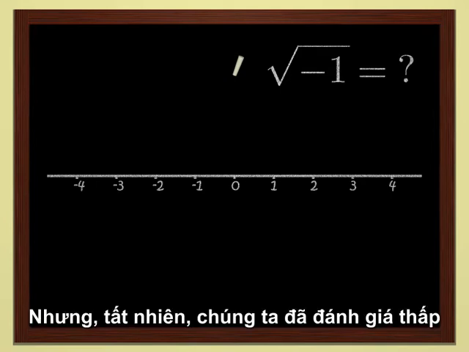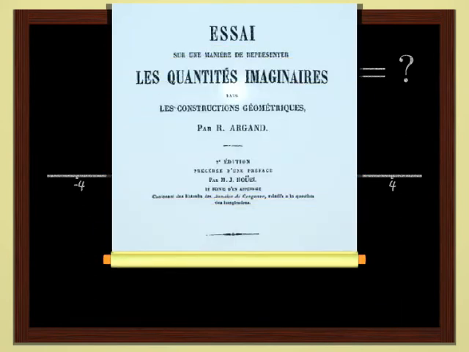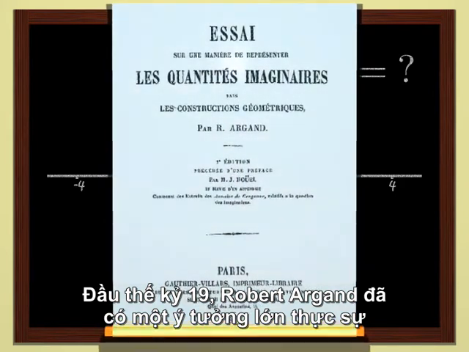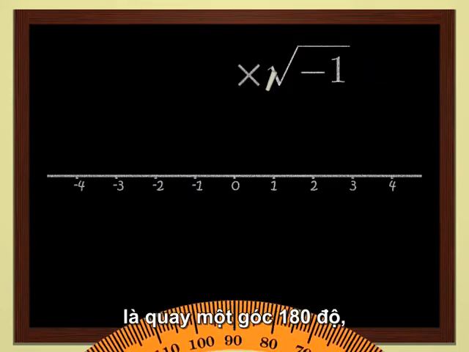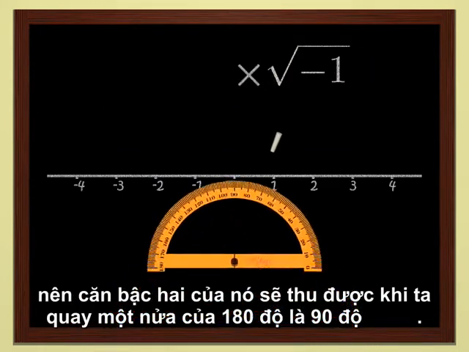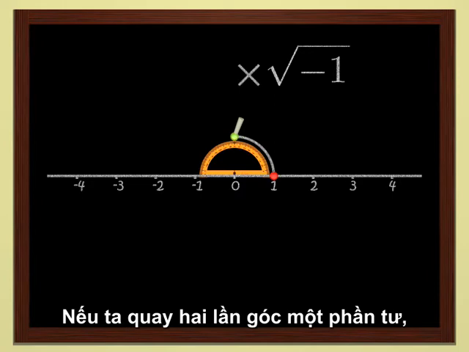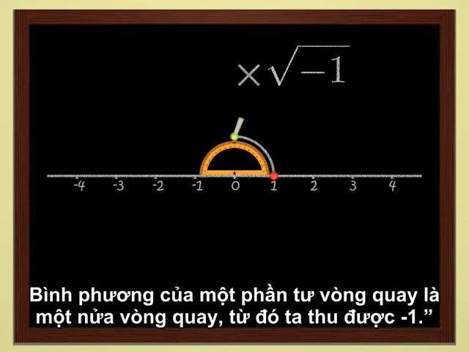But of course we are underestimating the inventiveness of mathematicians. At the beginning of the 19th century, Robert Argand had a really great idea. He said to himself, since multiplying by -1 is a 180-degree rotation, its square root is a rotation by 1/2 of 180 degrees, 90 degrees. If I do 2 quarter turns one after another, I end up doing a half turn. The square of a quarter turn is a half turn, hence -1. It's easy when you know how.